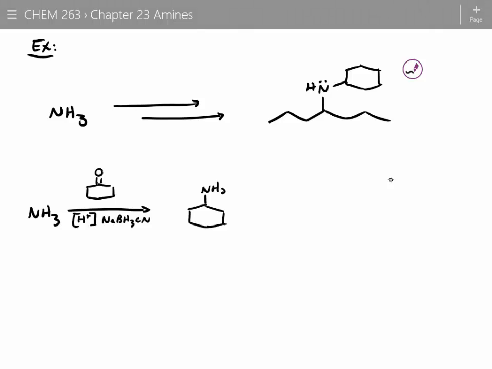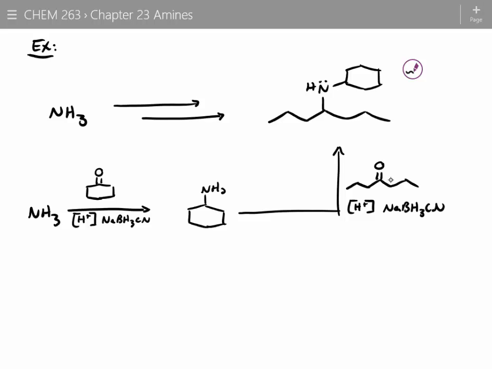Now we need to get to our final product. What was that? Is it 4 hexanone? Or something? Yeah. So 2, 4, 6, 7 carbons. The carbonyl should be on position 4, so this would be 4-heptanone. And then we can do reductive amination again, and we can get to our final product.